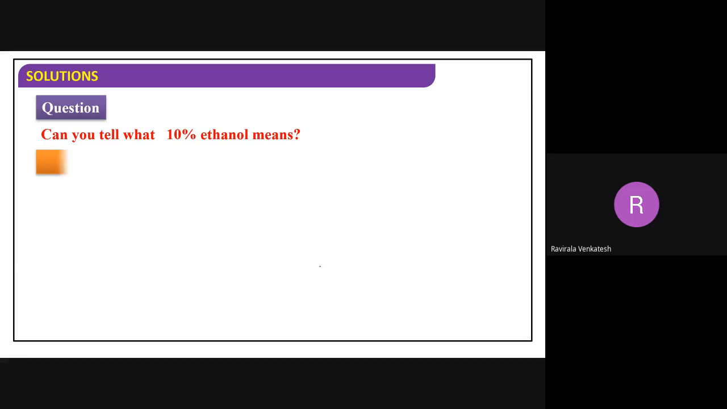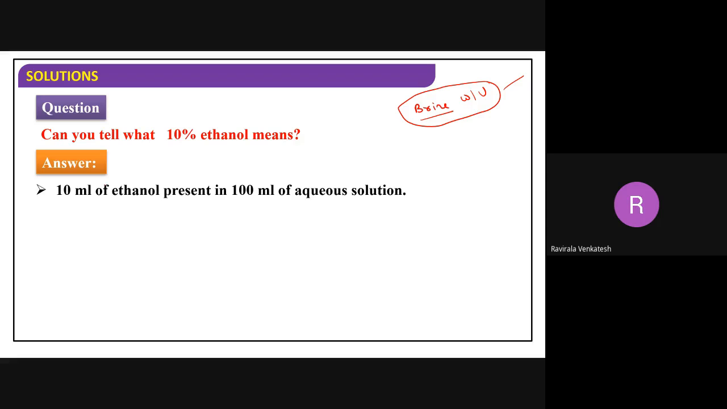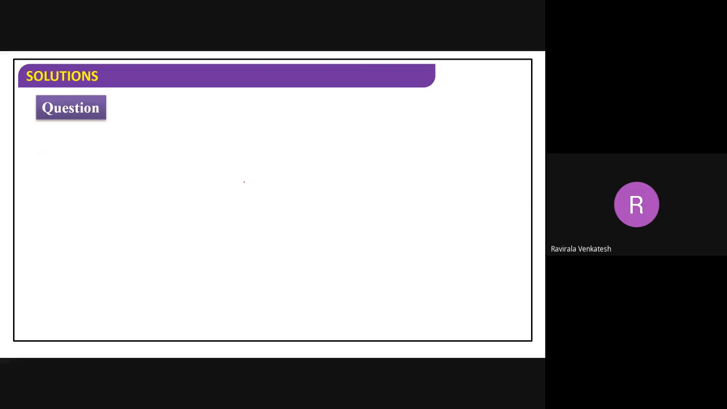Now we'll take some problems in this one. What is the meaning of 10% of ethanol? 10 ml of ethanol present in 100 ml of solution, or 90 ml of water. What is brine solution, beta? What is the meaning of brine solution? 10% of NaCl in water. That will be the W by V method. But I'll discuss this later. This is volume by volume. Now 10 ml of ethanol present in 100 ml of the solution here.